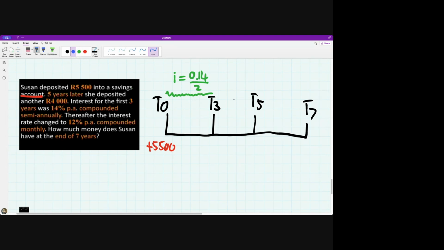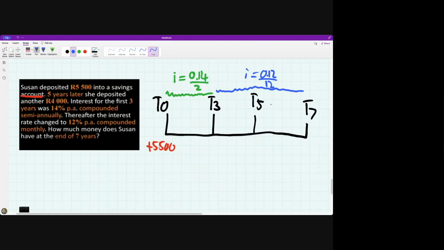Thereafter, the interest rate changed. Thereafter, it changed to 12% per annum, but compounded monthly. Okay, thumbs up if you're with me so far. Thumbs down if I've lost anyone.